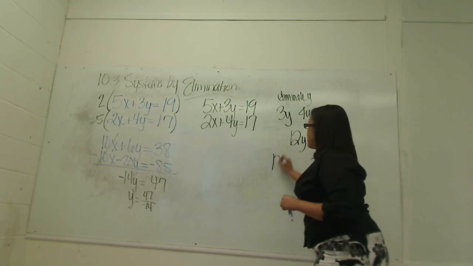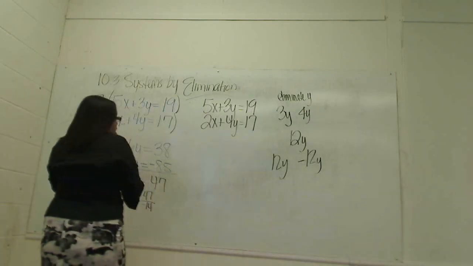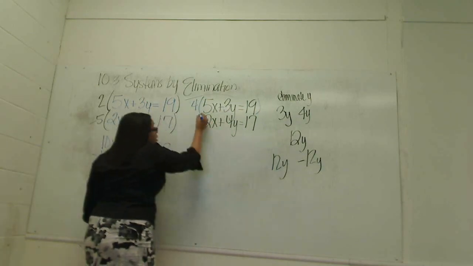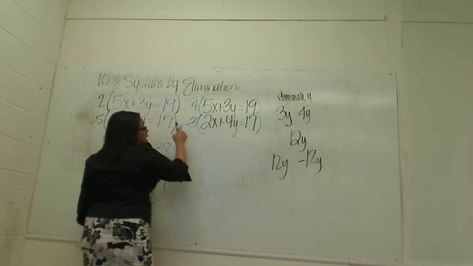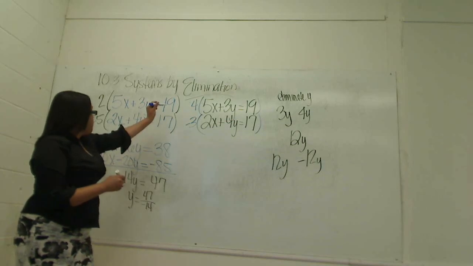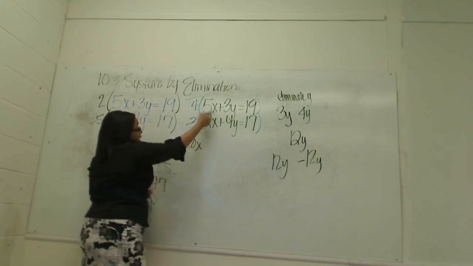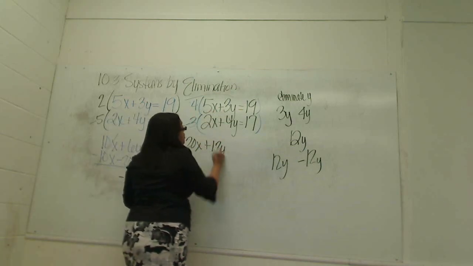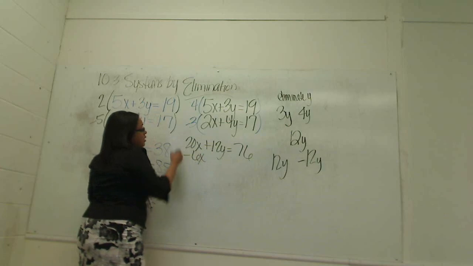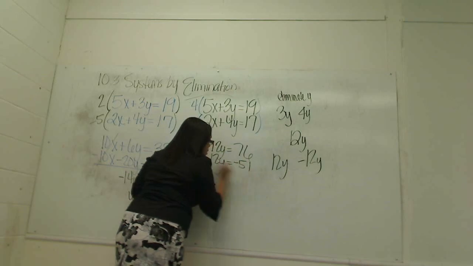So I need one 12y, I need one negative 12y. That's up to you. I'm going to multiply this one by 4. 4 times 3 will give me the 12. I'm going to multiply this one by negative 3. Negative 3 times 4 will give me the negative 12. 4 times 5x is 20x. 4 times 3y is 12y. 4 times 19 is 76. Negative 3 times 2x is negative 6x. Negative 3 times 4y is negative 12y. Negative 3 times 17 is negative 51.